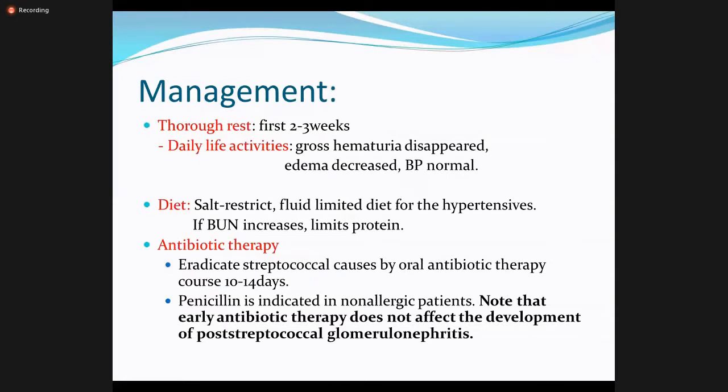In management, the basic approach is to only follow the patient for hematuria. You don't need to do anything, but you have to check for anemia. If the child has severe anemia and goes into congestive cardiac failure, you have to treat it by transfusing the patient, using diuretics and inotropic support. In case of hypertensive encephalopathy, then you have to treat severe hypertension.